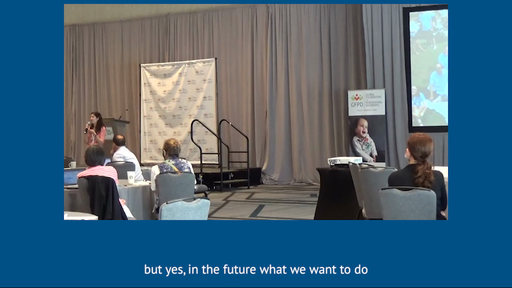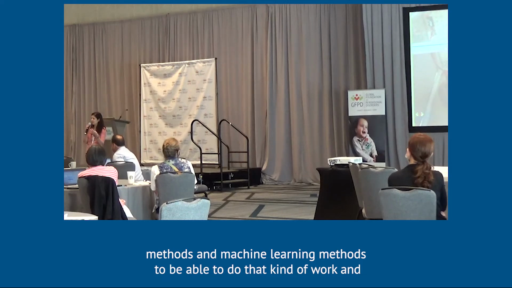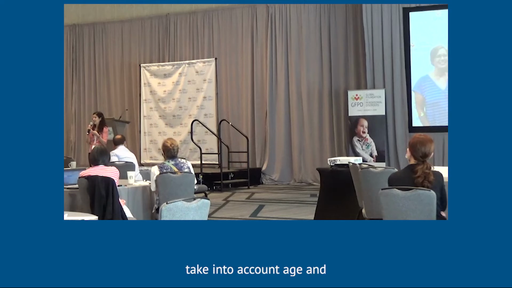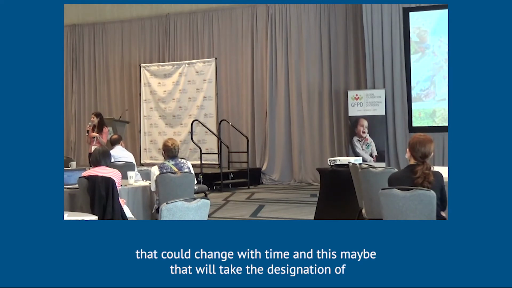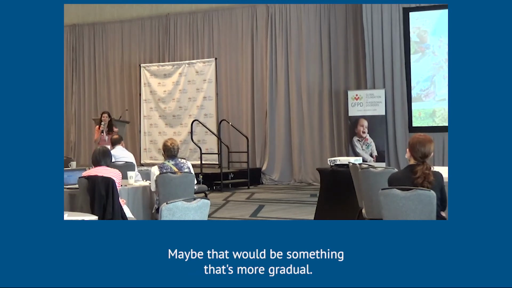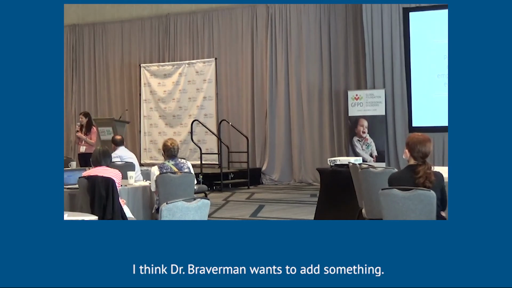But yes, in the future, what we want to do is that we have started to use kind of clustering methods and machine learning methods to be able to do that kind of work and take into account age and have a kind of a severity scoring that could change with time. And maybe that will not take the designation of mild, intermediate, and severe. Maybe that would be something that's more gradual. So we don't really know at the moment. I think Dr. Riverman wants to add something, so I'll pass the mic.